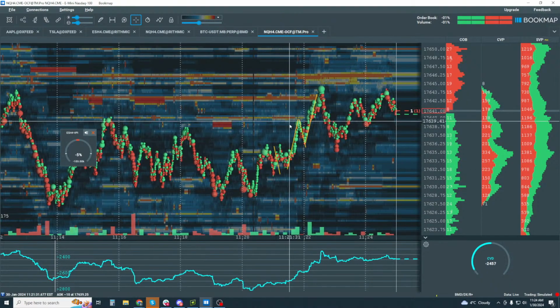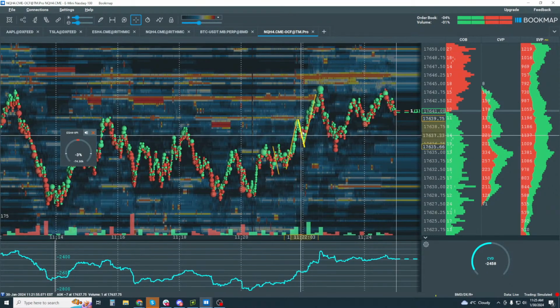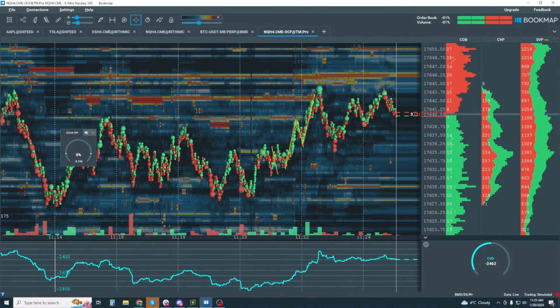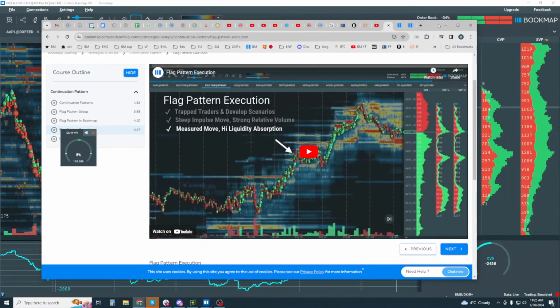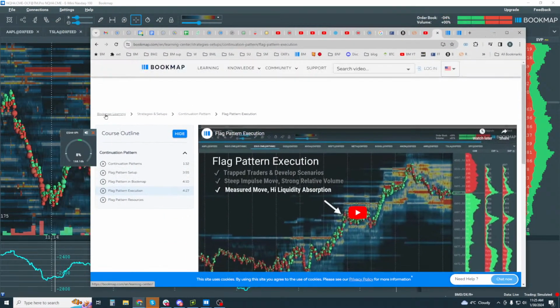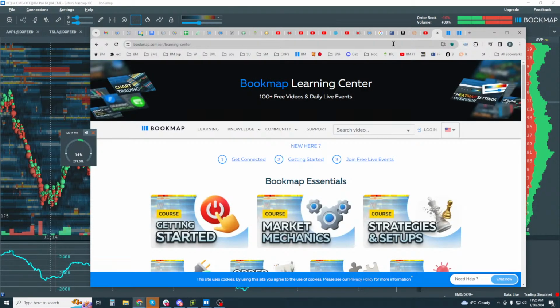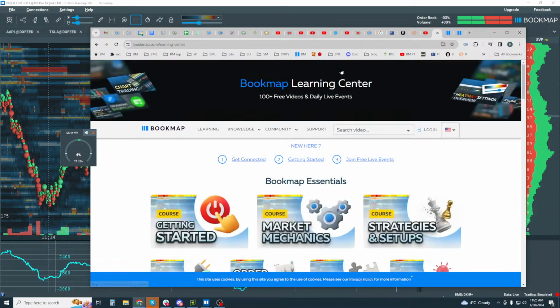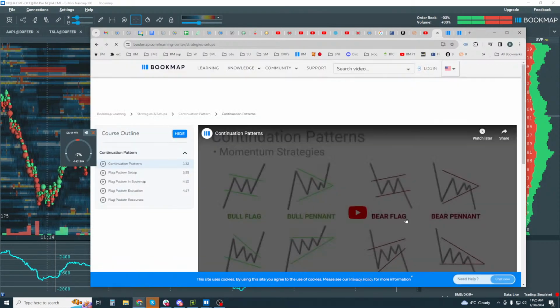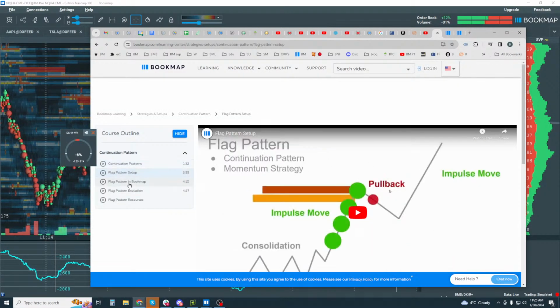Okay, caveats again on this in here, guys. If you want more information on it, you know where to go. It's at the Learning Center, right? So go to that Learning Center from here. Let me show you again. From bookmap.com, click on Education, then Strategies and Setups, and then you can go through these videos in here.